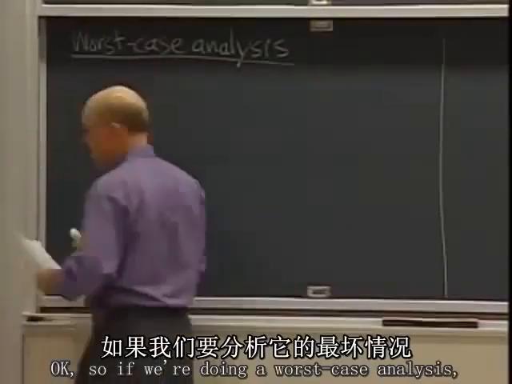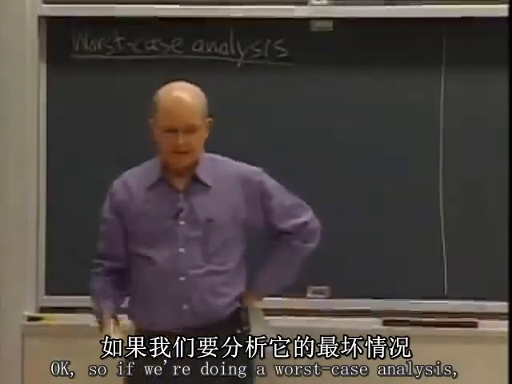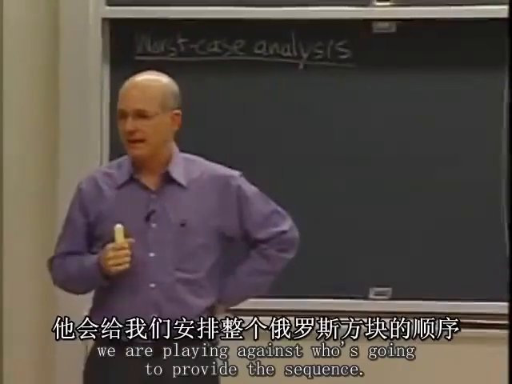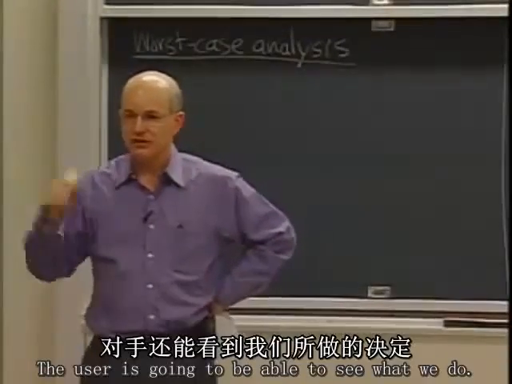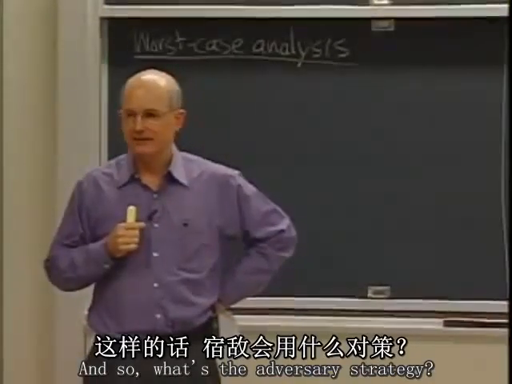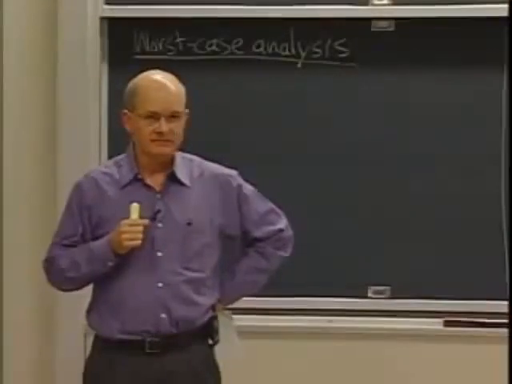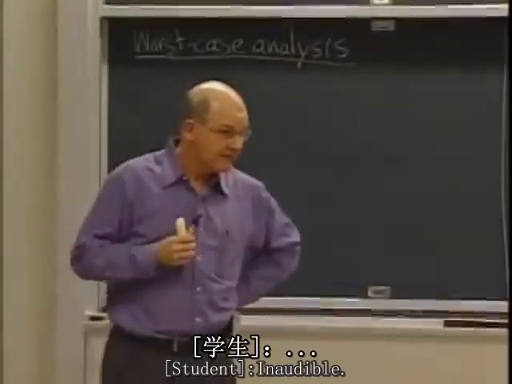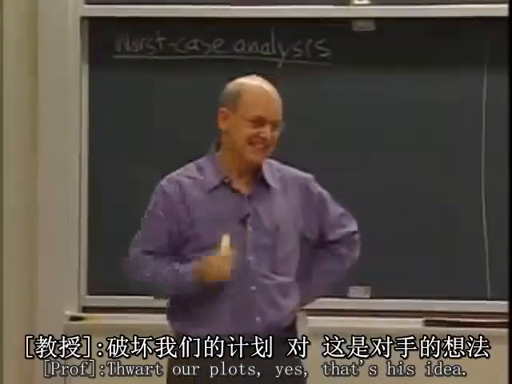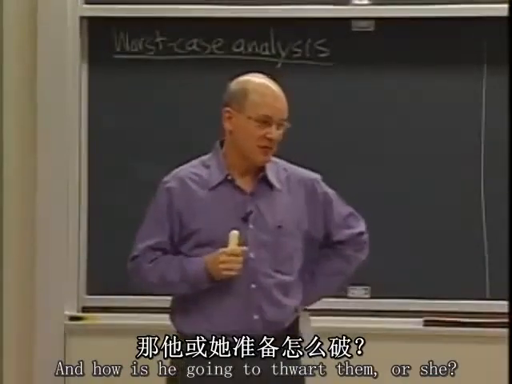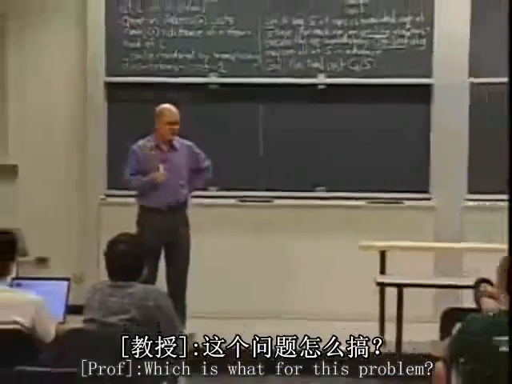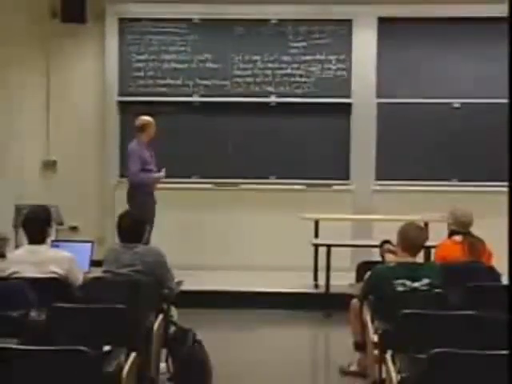Okay, so if we're doing a worst-case analysis, we can view that we have an adversary that we're playing against who's going to provide the sequence. The user is going to be able to see what we do. And so what's the adversary strategy? Thwart our plots. Yes, that's the idea. And how is he going to thwart them, or she? Which is what for this problem? What's he going to do?